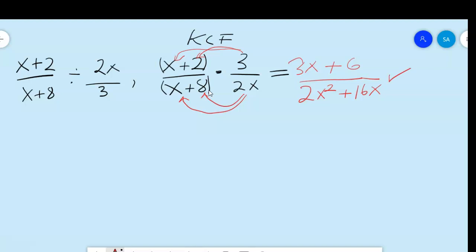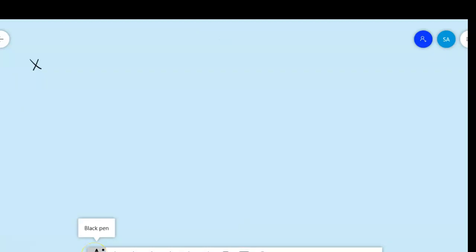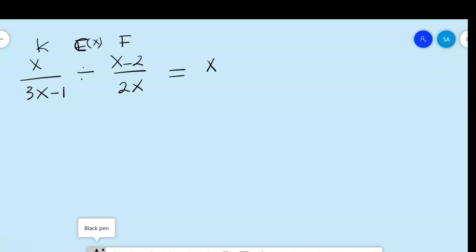Let's look at the next example. We have x divided by 3x minus 1, all divided by another fraction, x minus 2 over 2x. Okay, so here, the same KCF. We keep the first, this becomes multiplication, and we flip the second.